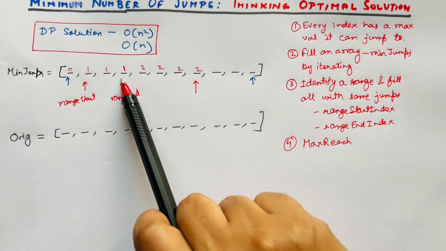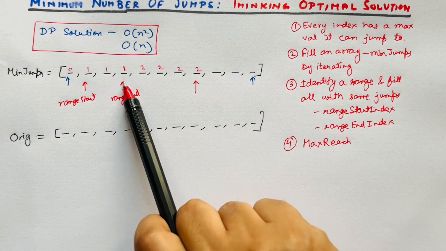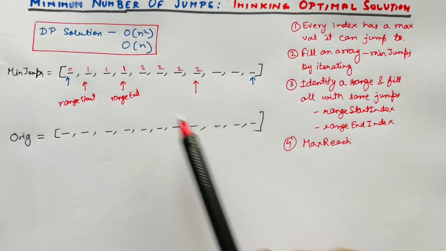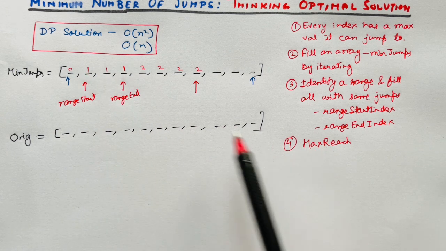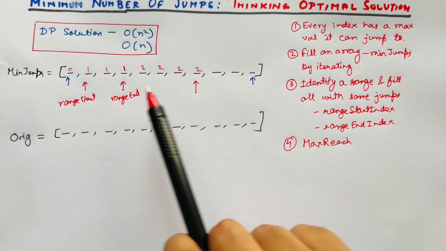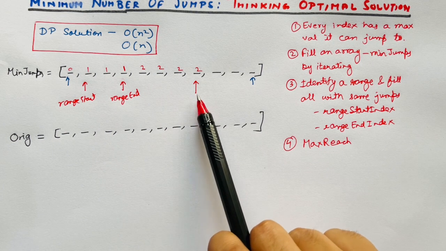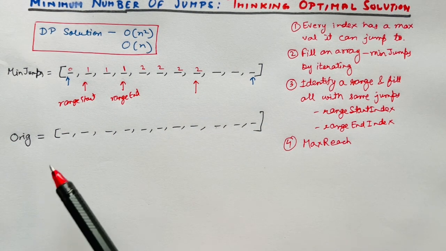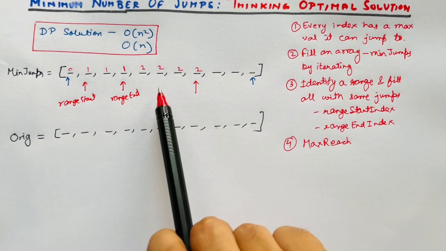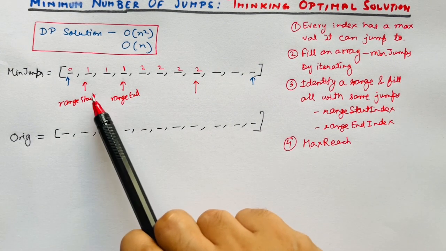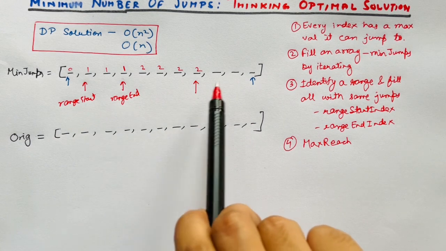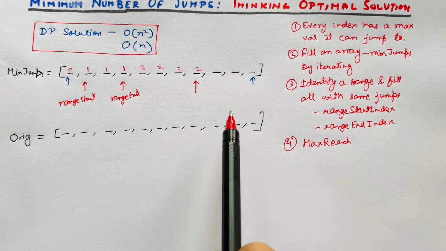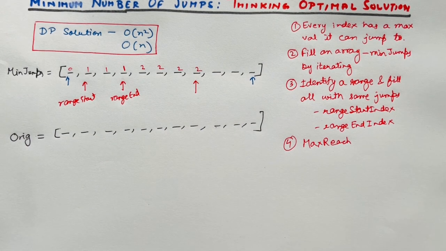Therefore, when we reach here, we will have the maximum possible reach that we have in this range. So we can update the range end index, the new range end index, as per whatever the max reach is. So now we know how we start filling this array. We know how we update the ranges. Therefore, we can completely fill this array and finally return the answer from here.